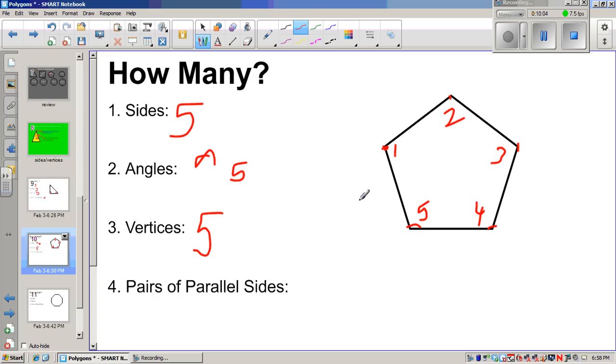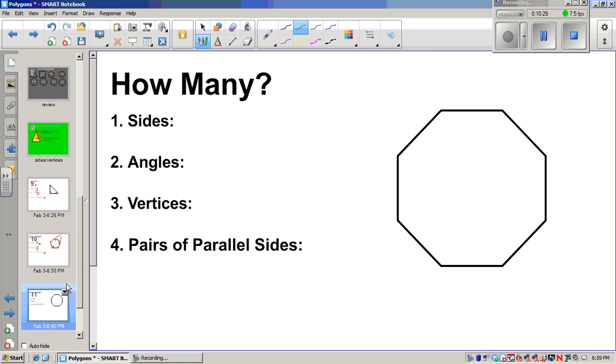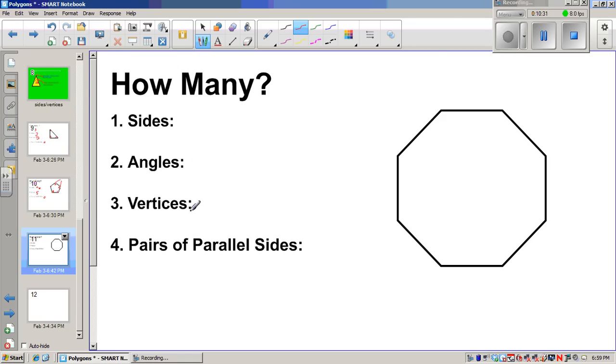But again, parallel sides here, there are no pairs of sides that if you kept going, they wouldn't run into each other. I mean, this one here and this one kind of look like they are, but if we were to extend them straight out, they would eventually touch somewhere out here. So again, we've got zero pairs of parallel sides. Let's do one more here. So pause the video. Fill this out.